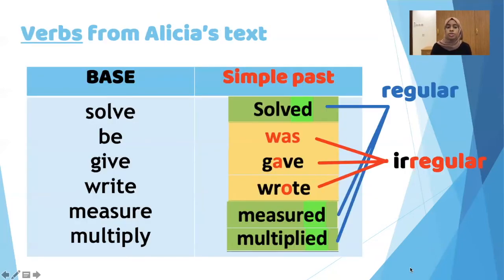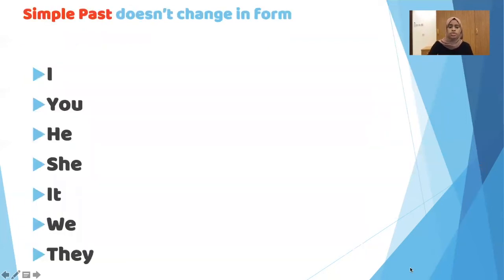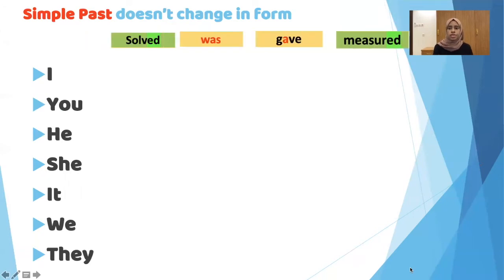Now, one cool thing about the simple past is that it doesn't change forms with subjects as often as it does with a simple present, for example, except with certain verbs. But here, let me just show you an example. So for example, I have all these subjects, right? And then let's say we want to use the verb solved, the verb was, the verb gave, and the verb measured. Now, do they change form as we go through the different subjects? No, and yes, just as an exception for one of them.